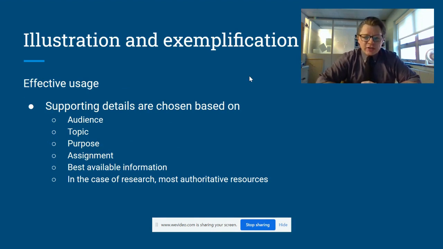Effective usage of illustration and exemplification means supporting details are chosen based on audience, topic, purpose, assignment, the best possible information, and in the case of research, the most authoritative resources. In other words, if we're doing research writing, our examples have to come from the places where we know the best information is coming from.